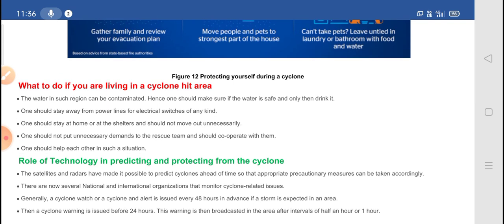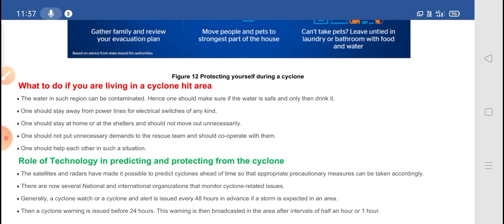Now see what is the role of technology in predicting and protecting from a cyclone. We all know that technology is very important for our life, right? With the help of technology like satellites and radars, it is possible to predict a cyclone ahead of time, so that appropriate precautionary measures can be taken accordingly. This is the first advantage of technology.